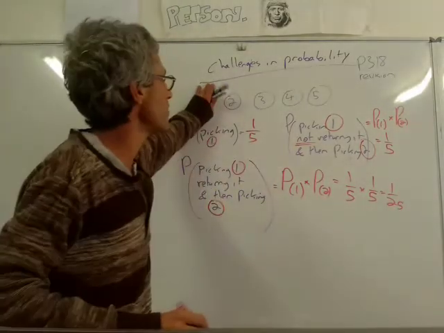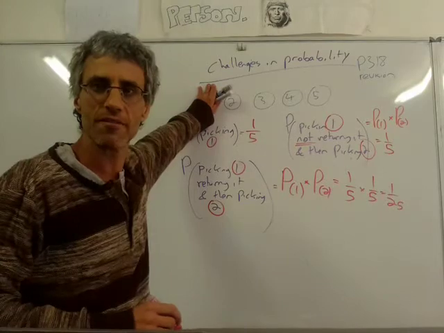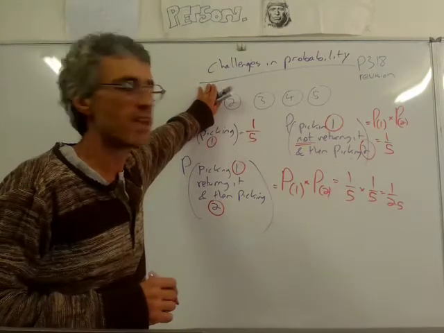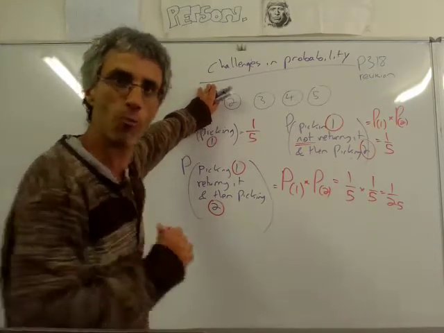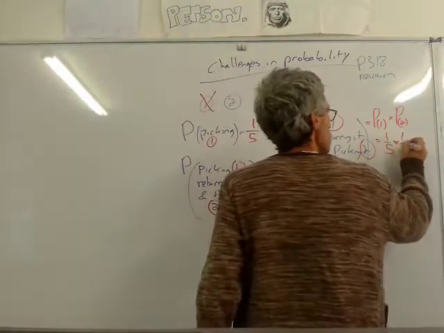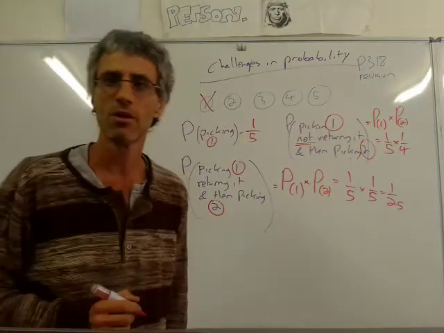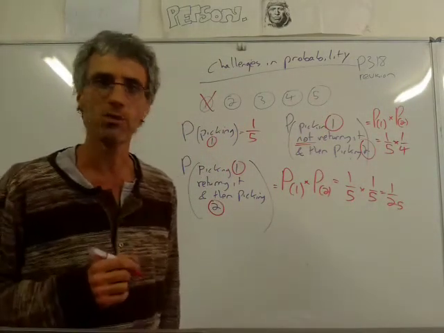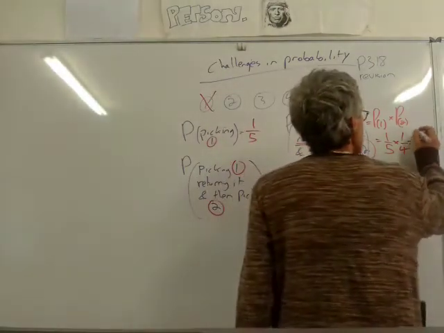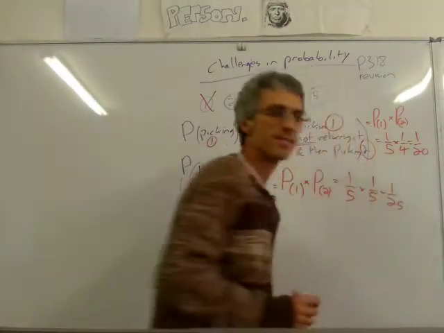Now I didn't return number 1, so there's only 4 balls left. So what will be the probability of getting number 2 when there's only 4 balls left? Correct. So it will be 1 over 4. Okay? I didn't return that ball. So the answer in this case is going to be 1 over 20.